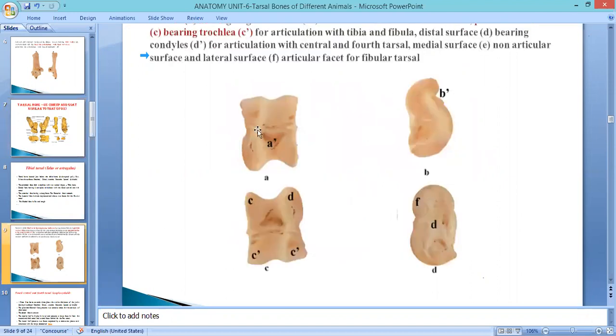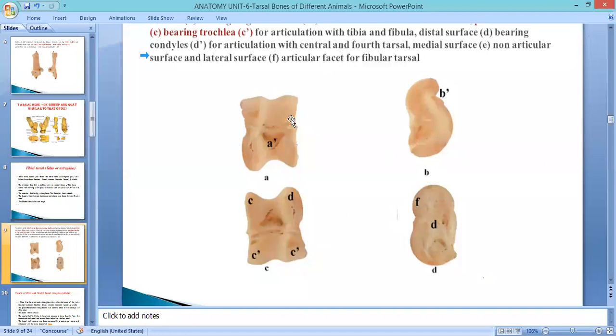This is the real picture from wildlife animals, somewhat similar to the ruminant, and that was also one of my research projects on the osteology of this tarsal bone. So for description, this is the tarsal bone. It contains 6 surfaces. So how 6 surfaces, sir?